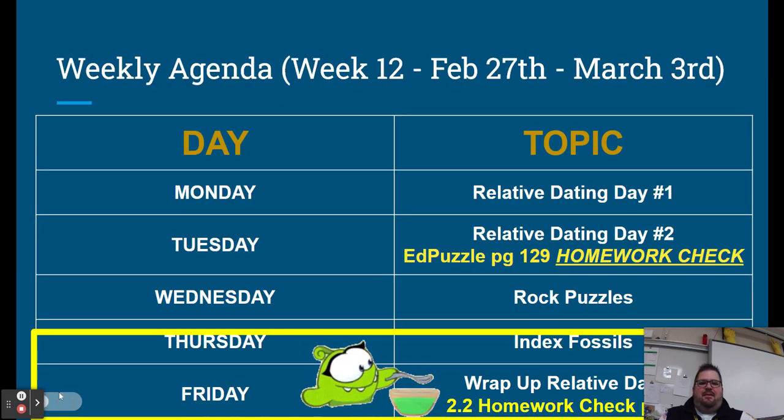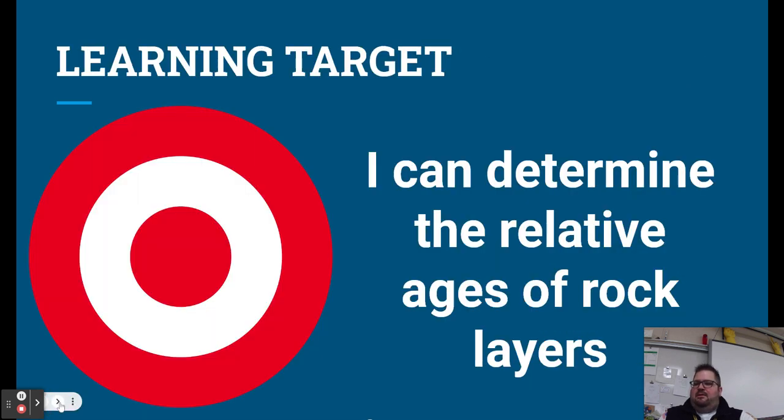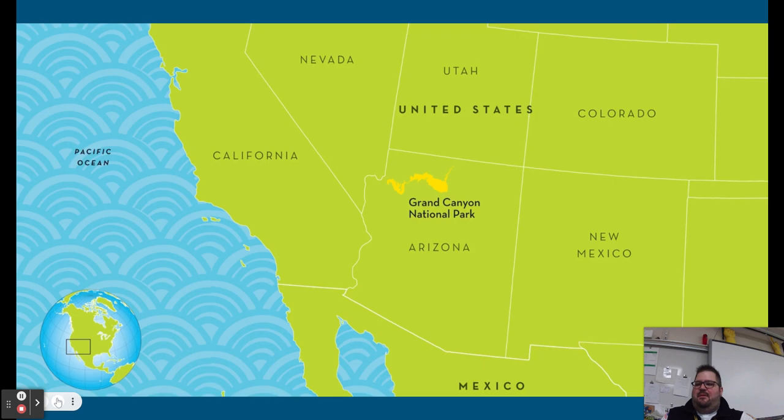We're going to essentially wrap everything up with index fossils and relative dating and all that kind of stuff that we've been working on. So our goal today is: I can determine the relative ages of rock layers, as well as some absolute dating, and that's where the index fossils come in.